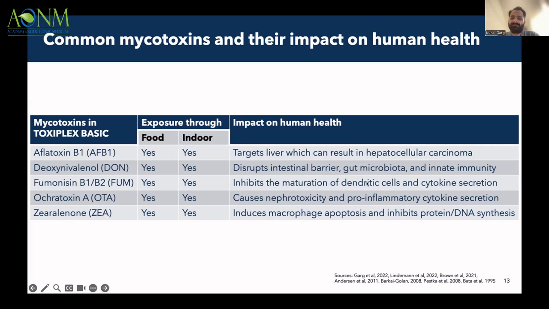So the dendritic cells and the maturation of the dendritic cells are inhibited. For ochratoxin, they play an important role in nephrotoxicity, and also they cause inflammation. And finally, zearalenone can mimic the estrogen molecule, and it can also inhibit the synthesis of proteins.